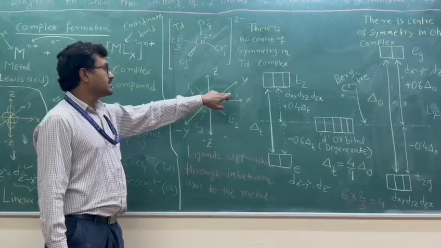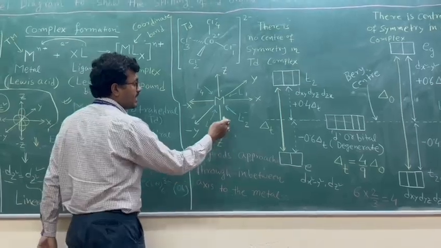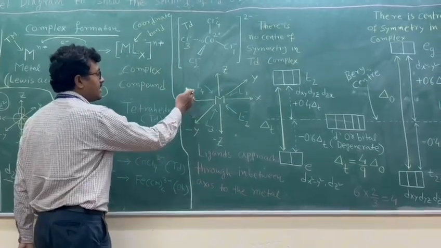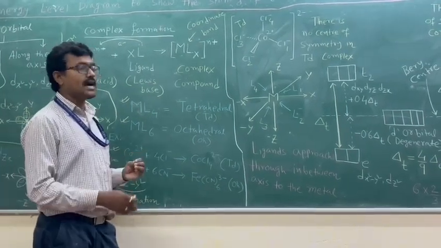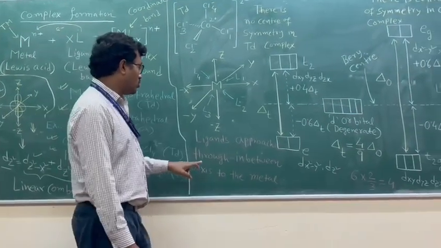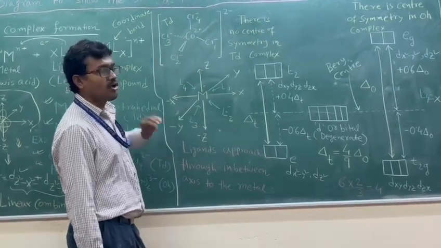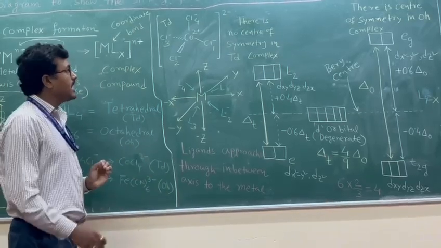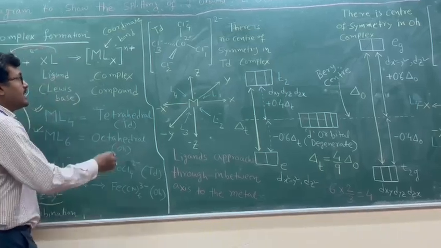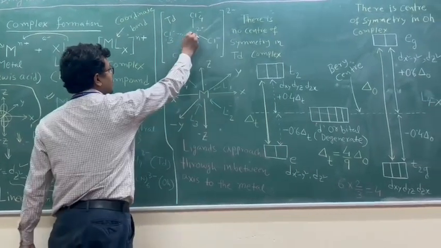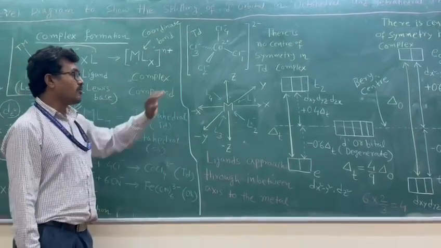So ligand 1 is coming, let's say, between the x and y axis. Ligand 2 is coming between, let's say, the z and x axis. Like that, ligand 3 and ligand 4. All are coming in between the axes. So ligands approach the metal in between the axes to form the tetrahedral complex. And in this tetrahedral complex, there will be no center of symmetry. Center of symmetry means if we consider some center here in the middle, we will not get any center of symmetry in tetrahedral complex formation.